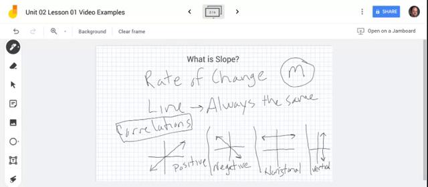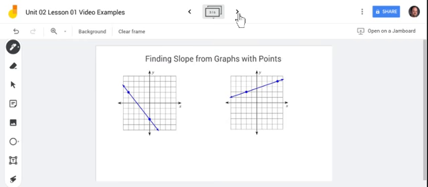Now, we're going to start by looking at finding the slope from the picture. I have two graphs of lines. Now, there is a formula that we use for finding these. Our formula, I'm going to draw it in the middle here, is known as rise over run. Now rise is always dealing with the y values. Run is always dealing with the x values.